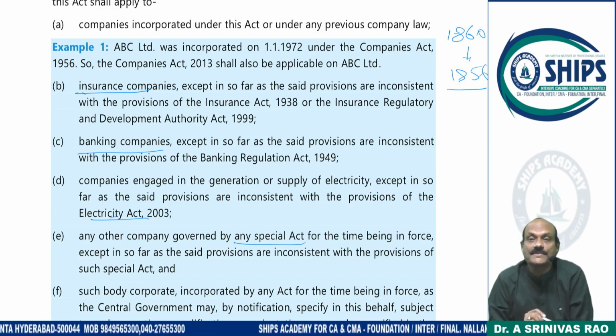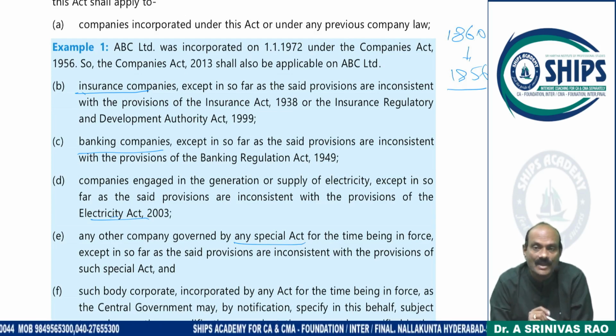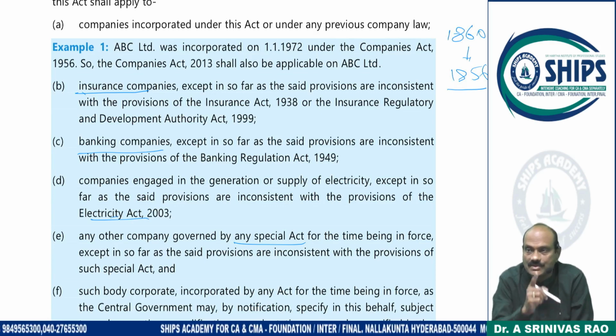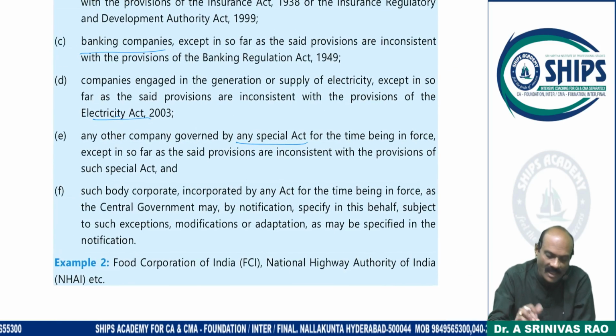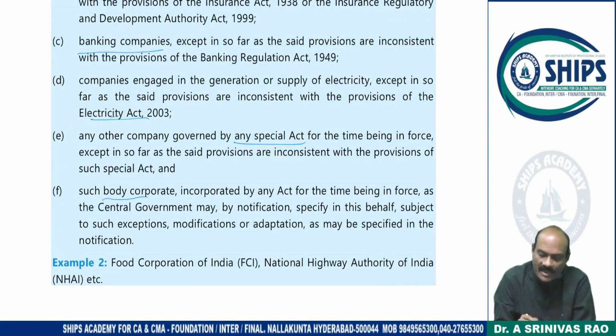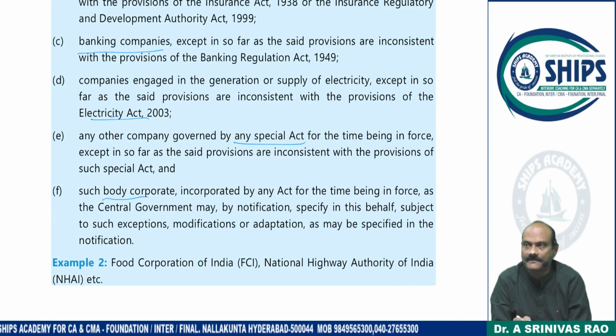What are examples of a Special Act? RBI 1934, SBI, UTI, LIC. So special legislation organizations came into force for them. And the other one is any body corporate incorporated, for the time being in force, which the central government shall notify. So from time to time it is.